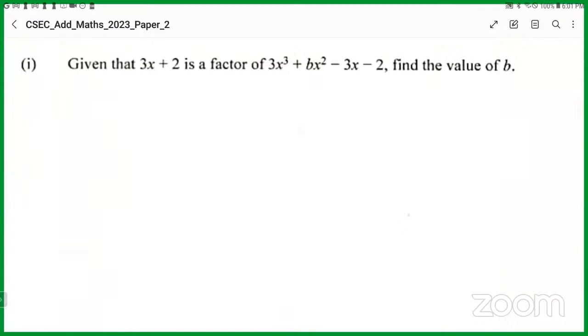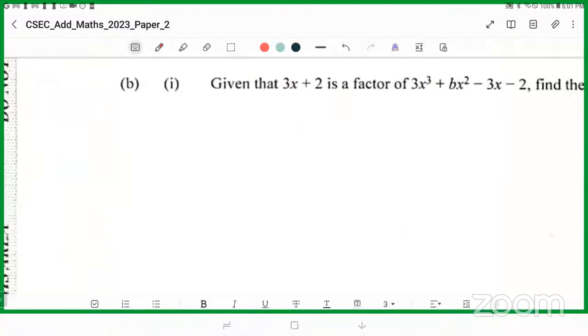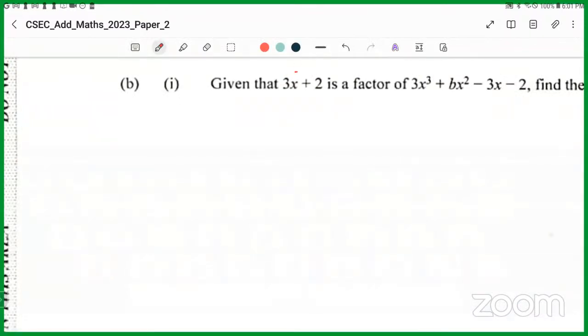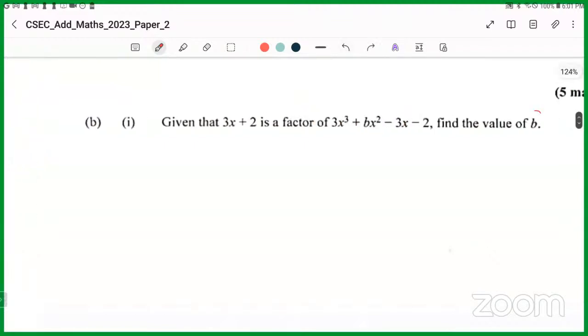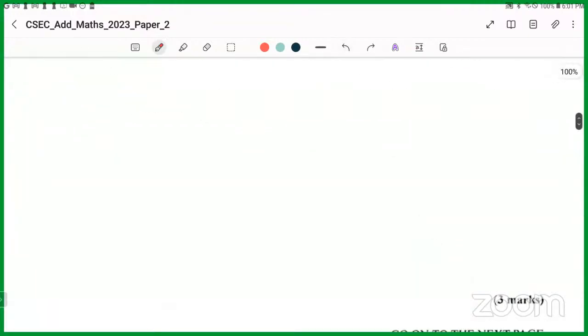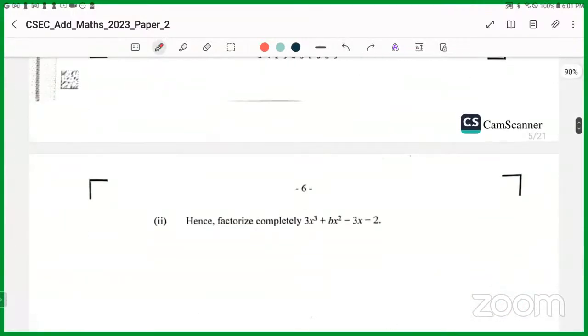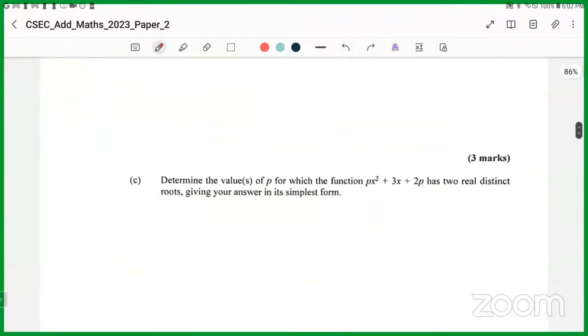They said that this thing is a factor of this. There's only one unknown in it, which is B, and I want to find the value of B. Come on, this is too easy. And they give it 3 minutes to do this. And then it says factorize it completely.